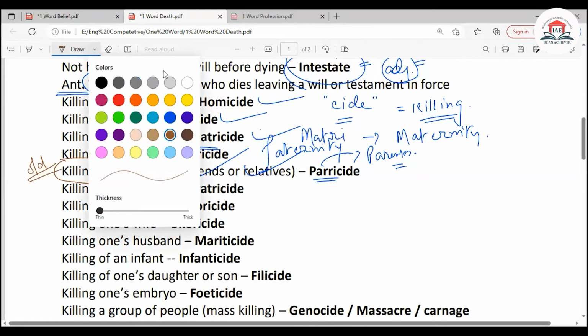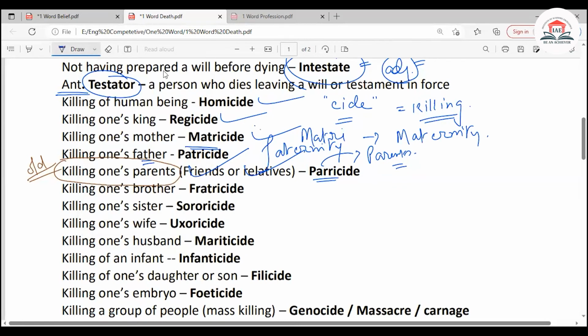Next. Fratricide. Right? Fraternity. Clear?